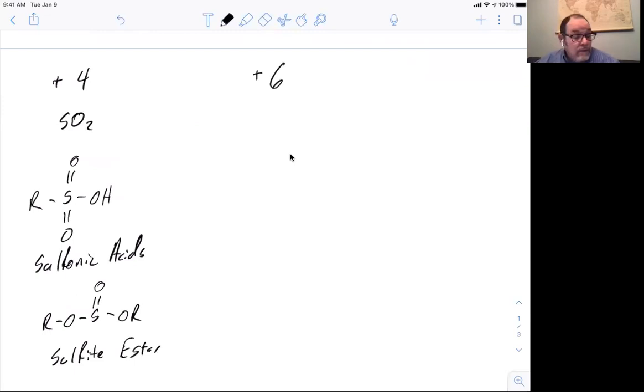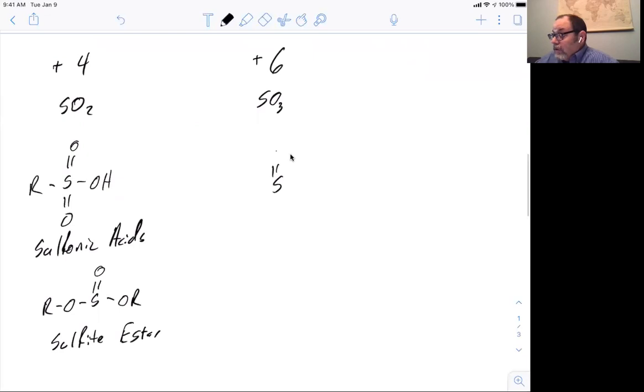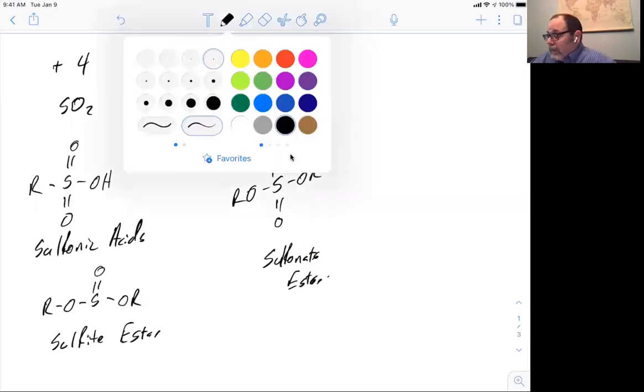And our plus six, this is going to be our sulfur trioxide and our sulfonate esters. And our sulfonate esters, we've seen those in activation.